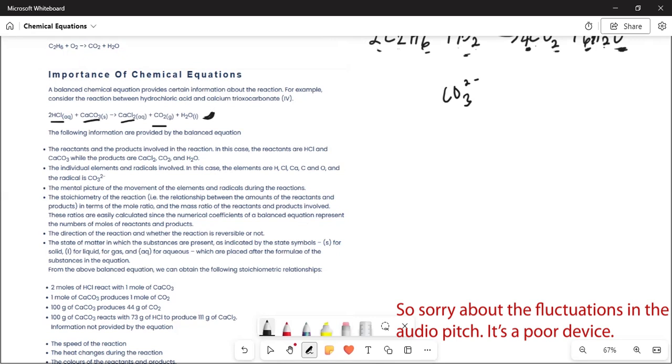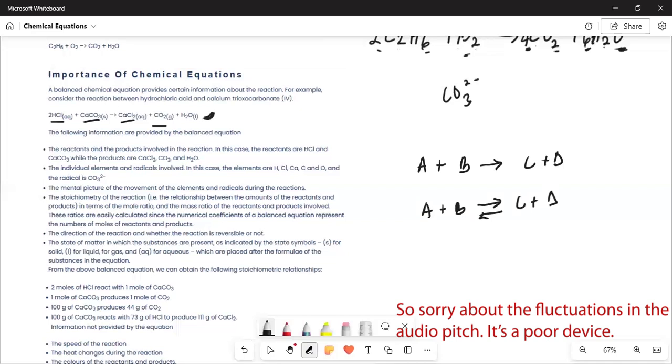A chemical equation also tells us the direction of the reaction and whether the reaction is reversible. An equation that has only one arrow pointing to the right-hand side means it is irreversible. So for example, A plus B giving us C plus D. This is an irreversible reaction. On the other hand, when you see an equation that has two arrows, one pointing forward, the other one pointing backward, that is a reversible reaction. It can occur both forward and backward.